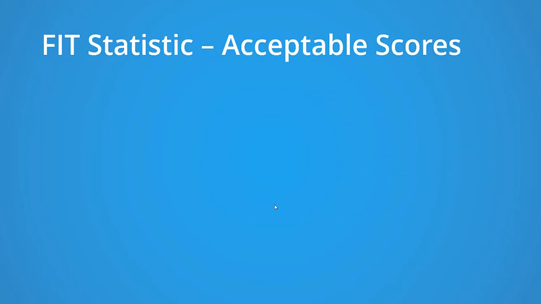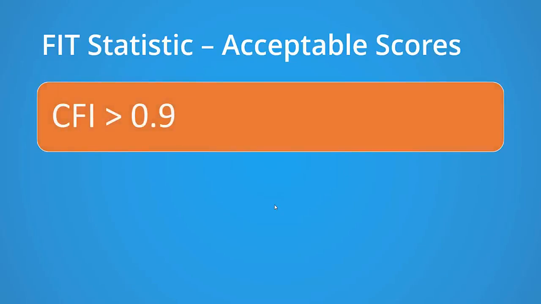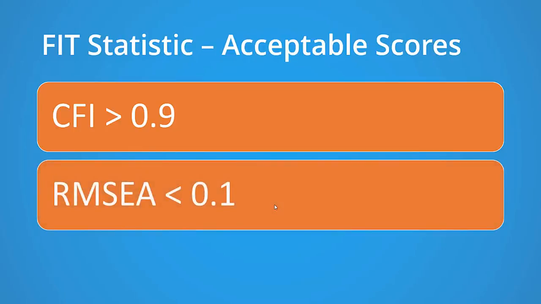Now, what are acceptable scores for fit statistic? Remember that the CFI should always be higher than 0.9. That is an acceptable value. The root mean square error approximation is acceptable at 0.1, so everything less than 0.1 is very good. However, it is much better if the RMSEA of your model is less than 0.08.